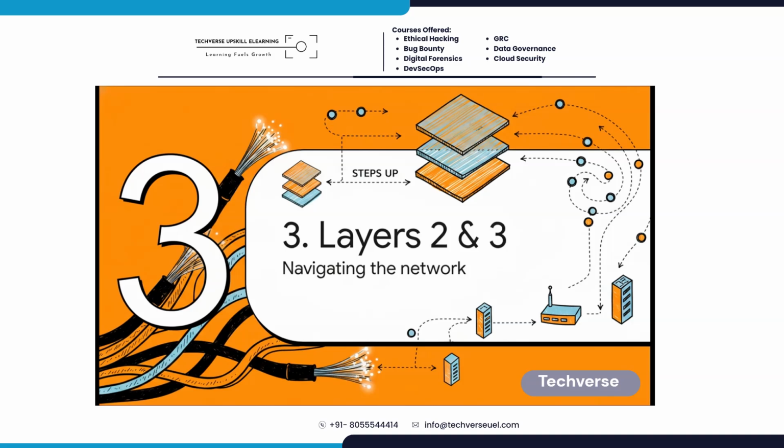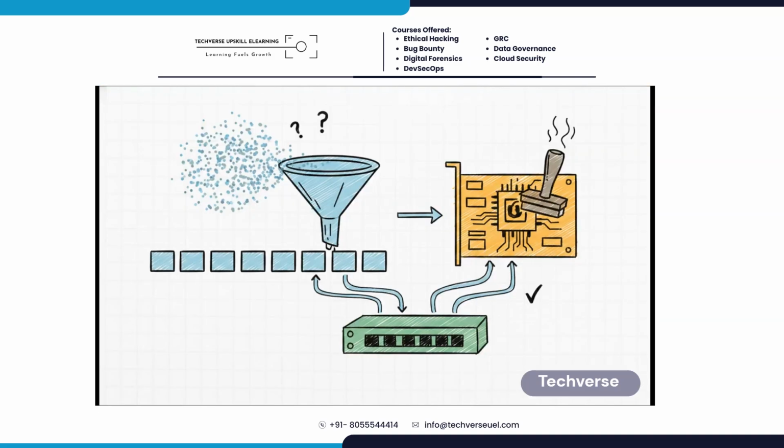Let's level up. Section 3, layers 2 and 3. This is all about navigating the network. Okay, so layer 2, often called the data link layer, interfaces directly with that physical wire we just talked about. It takes those raw, chaotic ones and zeros and groups them into nice, organized little chunks called frames.